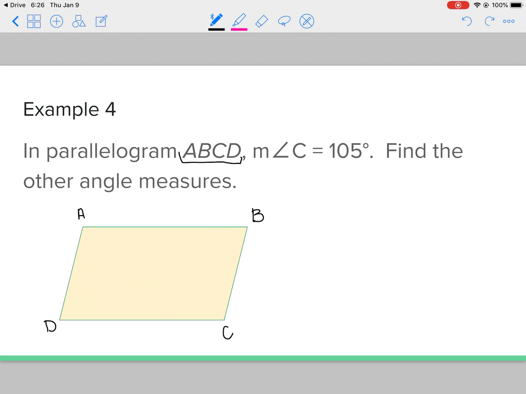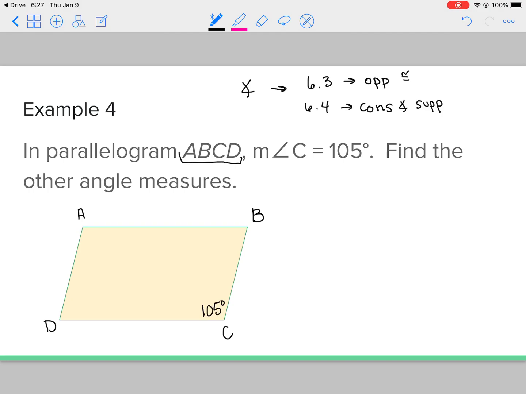All right, so with this, now that we've got it all set up, the measure of angle C is 105 degrees. So I'm going to find the other angle measures using some of these properties that I know. Mainly the angle properties are theorem 6.3, which says that opposite angles are congruent, and theorem 6.4, which says consecutive angles are supplementary. So the easiest one is the opposite angles being congruent.